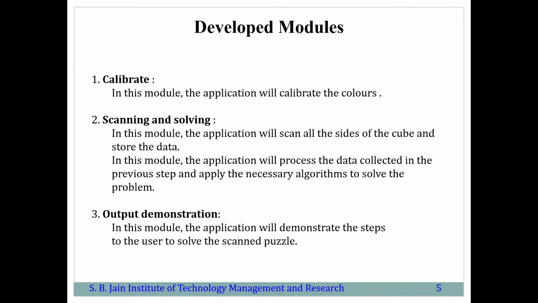Our app has three modules: Calibrate, Scanning and Solving, and lastly Output Demonstration. The Calibrate module allows the user to calibrate colors on each side of the cube and helps the app to generate a color palette specific to the user's cube. The Scanning and Solving module takes care of image detection, detecting the colors on the face of the cube, and ultimately solving the cube from the scanned data. The Output Demonstration module displays the output to the user in the form of sets of moves which the user can follow to reach the desired solution.